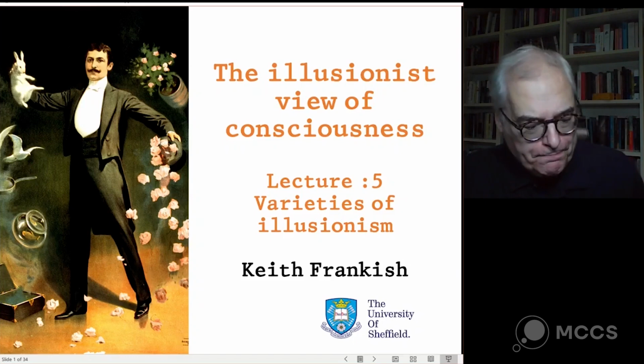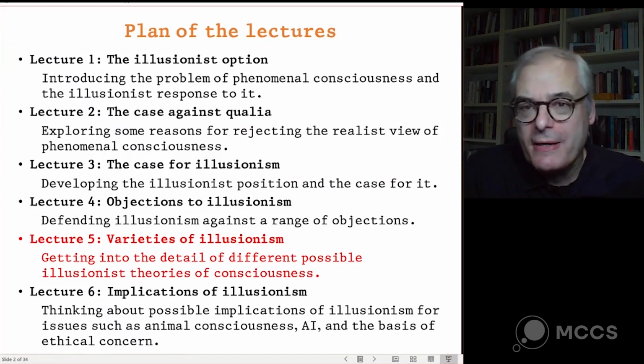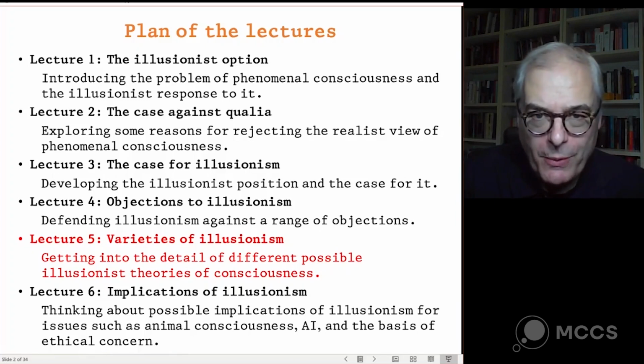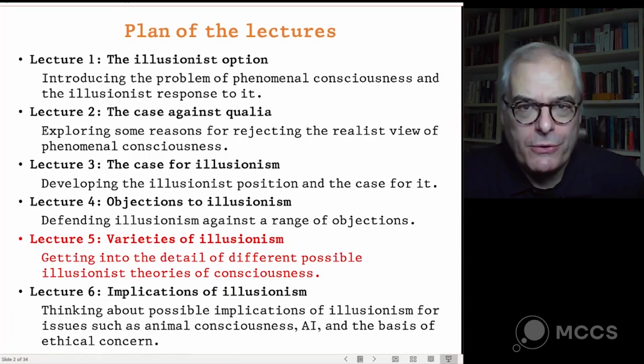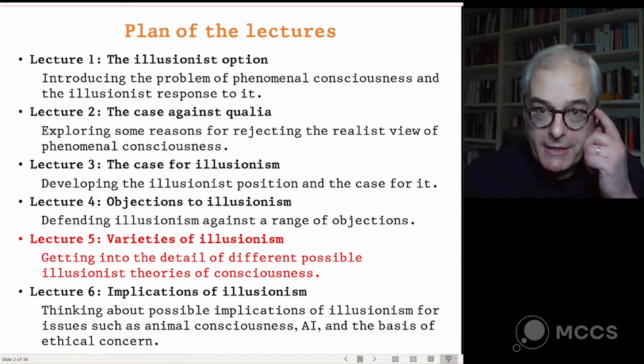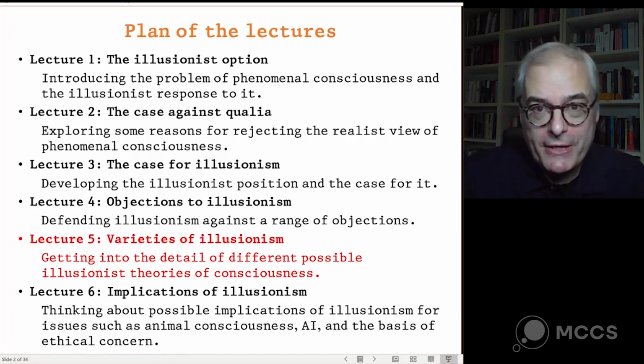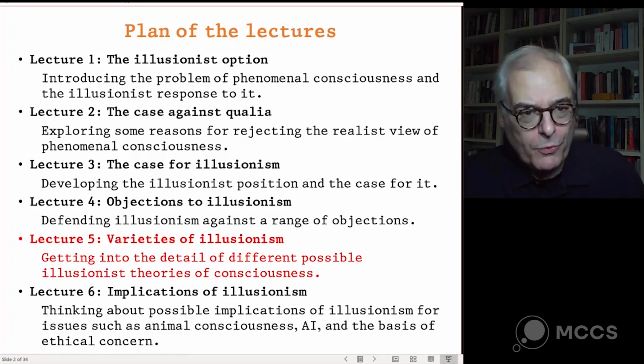Just to remind you where we are, I started by introducing the illusionist approach to consciousness, which involves denying that consciousness involves acquaintance with mental qualities, qualia, phenomenal properties, phenomenality. Then in the next two lectures, I outlined the case for taking this view. First, beginning in lecture two, making the case against the realist alternative, the view that consciousness does involve acquaintance with mental qualities, and then in lecture three, outlining some positive arguments for taking an illusionist approach. Then in last week's lecture, we looked at some objections to illusionism, and I sketched the illusionist's replies to those objections. So with those four lectures, we've really built the case for illusionism.